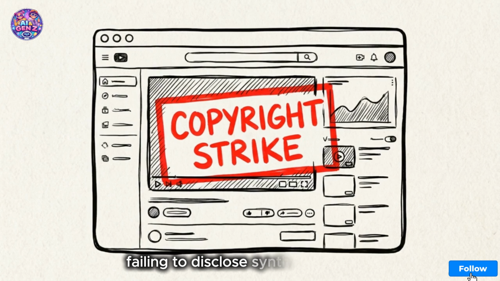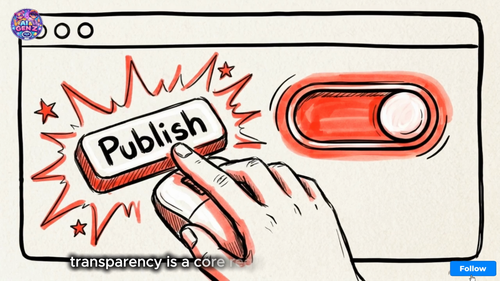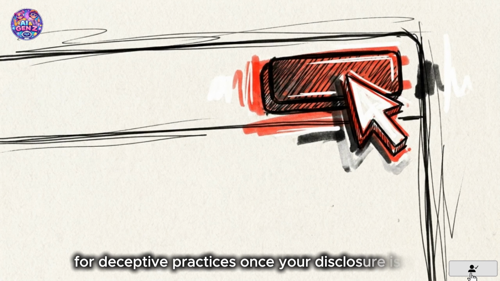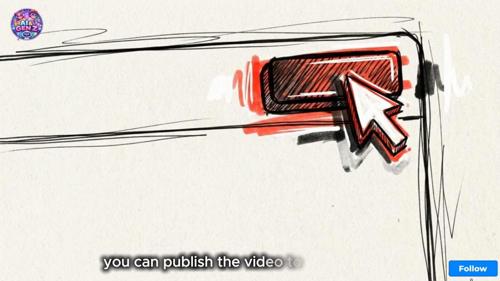Failing to disclose synthetic content can result in channel strikes or the removal of the video. Transparency is a core requirement for the platform. Proactive disclosure protects your channel from being flagged for deceptive practices. Once your disclosure is set, you can publish the video to your channel.